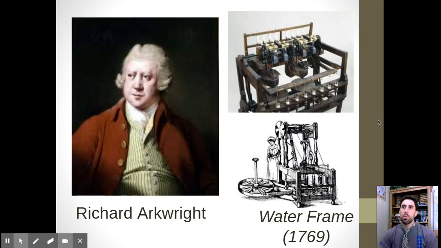One of the other guys is Richard Arkwright, and Richard Arkwright invented the water frame. And so the water frame took water power and basically spun threads using water power. So now it's all mechanical and non-human powered. So whereas before it would be cranked by human power, now it's actually just water power powering the spinning of threads. Now, what's that mean?